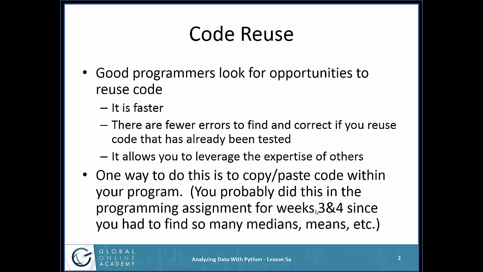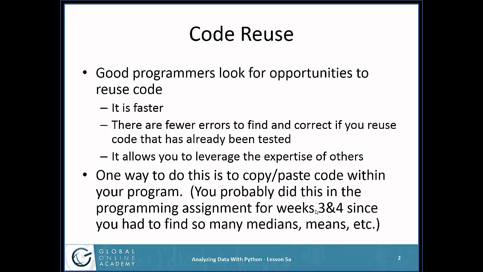Okay, good programmers look for opportunities all the time to be able to reuse their code. There's a reason for this. It's faster. There's fewer errors to find and correct if you reuse code that's already been tested. And it also allows you to leverage the expertise of others. Now, that may not make as much sense in a class where you're writing all your own programs, but suppose you're working for a company and there's 15 programmers working on the same project. You would like some of them to be able to do some work that you use in your programs.